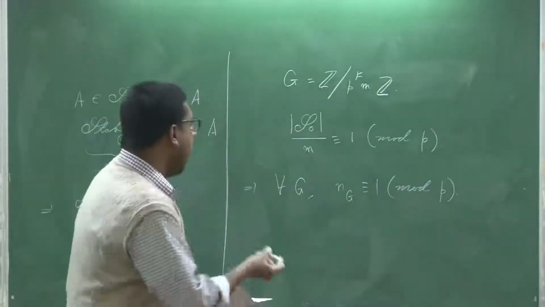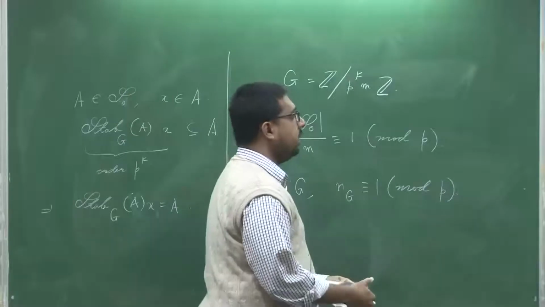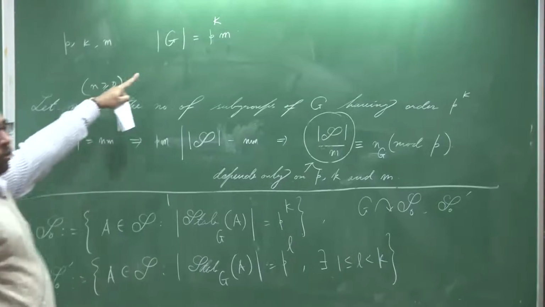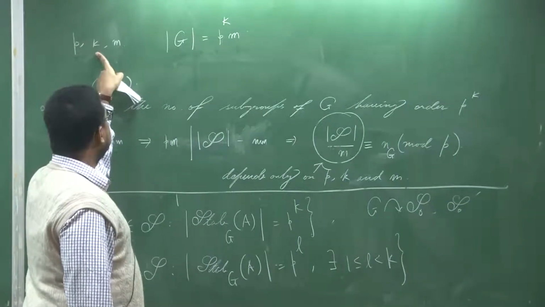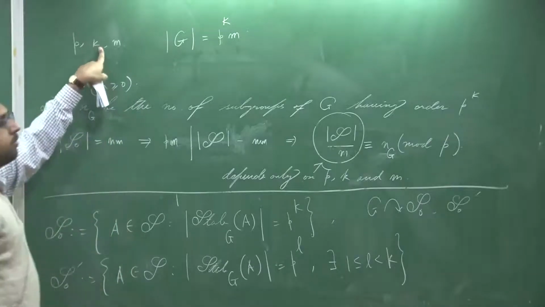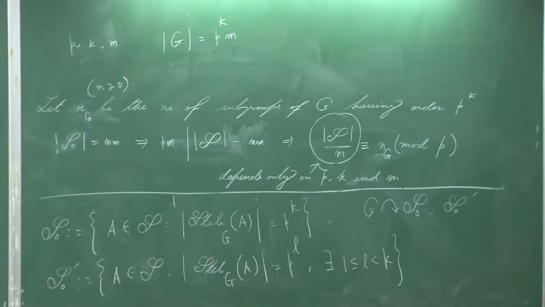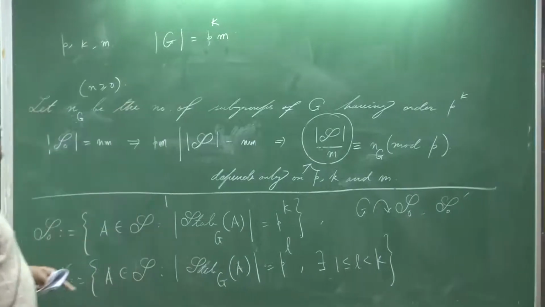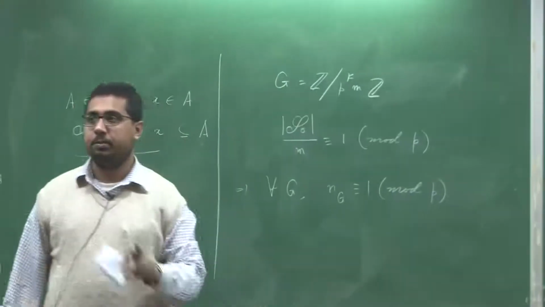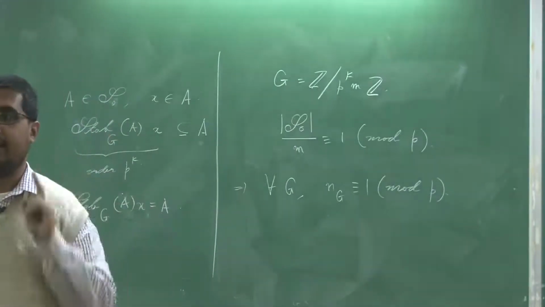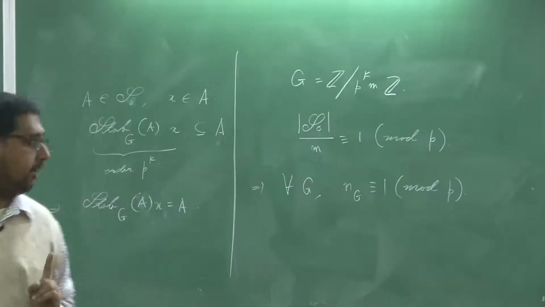Okay. And so, what have we obtained? If G is a group and P is a prime and K is a natural number such that p to the power k divides the order of G, then the number of subgroups of G having order p to the power k is congruent to 1 modulo p. So, in particular it assures that there is a subgroup of order p to the power k.